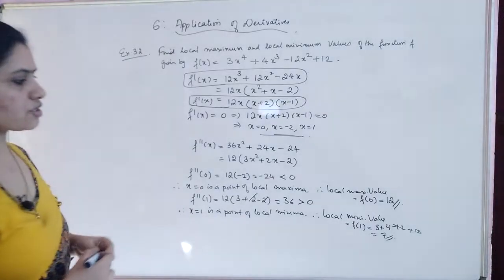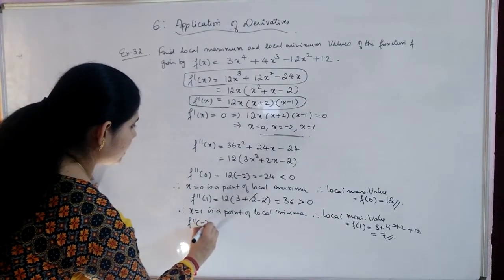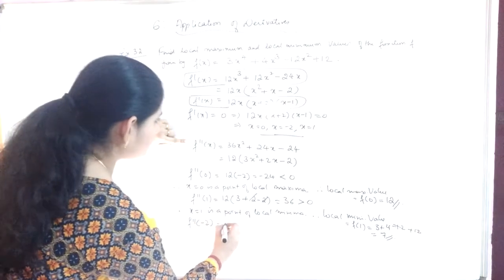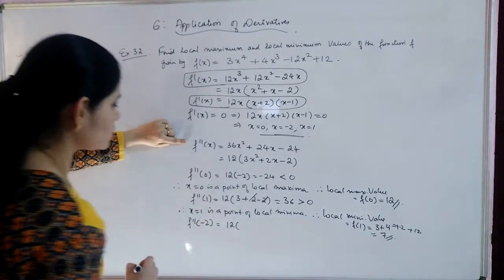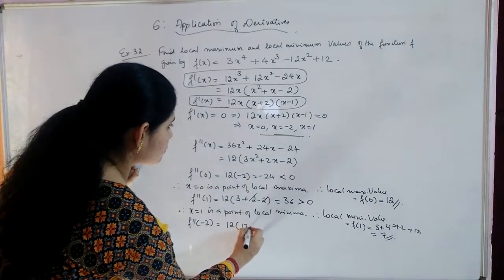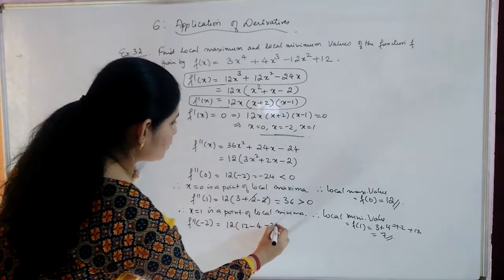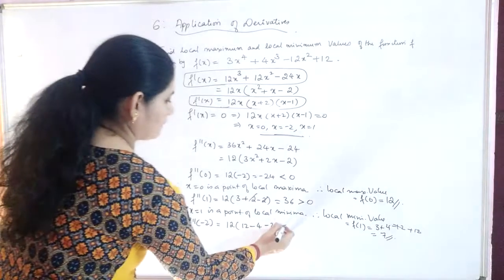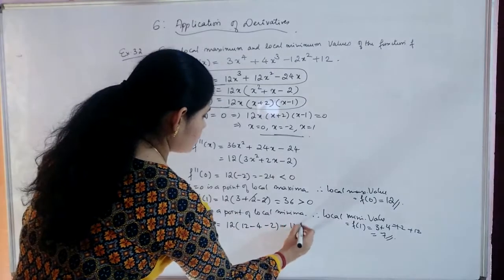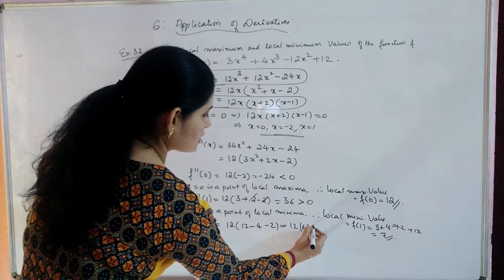For x equal to minus 2, you can just see, no, f double dash of minus 2 will be, again you have to replace in this f double dash. You are getting 12 into 3 into minus 2, the whole square is 4. 12 plus minus 4. This will give you minus 2, correct? So you are getting 12 into 12 minus, okay, 6. Again it is greater than 0, right?